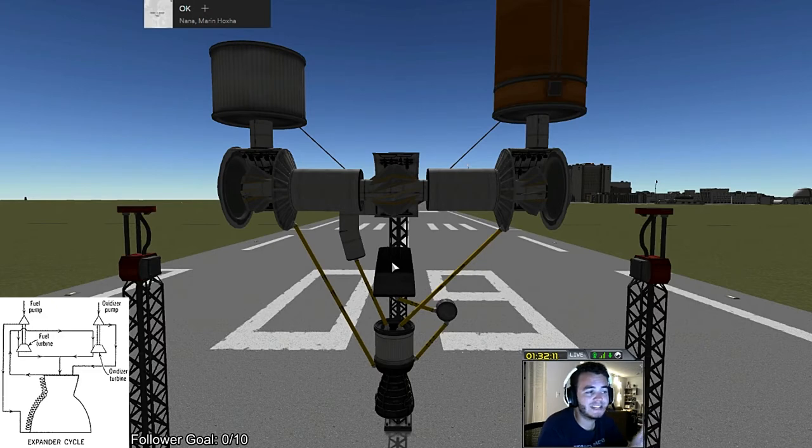But basically you need a cryogenic rocket fuel or oxidizer, because that's what you use to heat up by the natural regenerative cooling of the rocket engine nozzle. It gets heated up and expands into hot gas, and that's what you dump into your turbine to spin it, and then that all gets put into your combustion chamber, right?